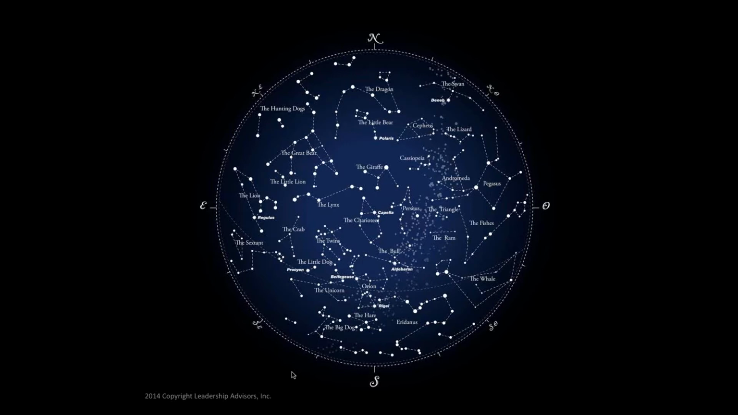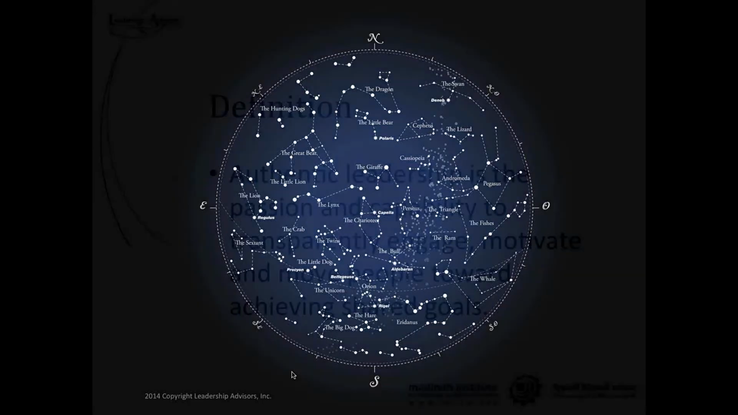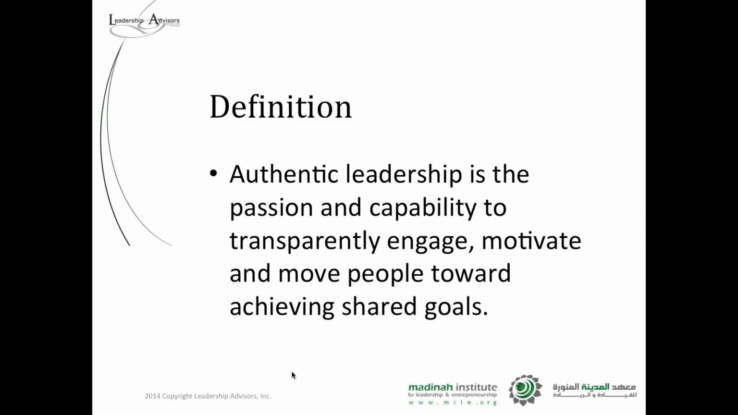And again, there's lots of definitions out there. I'm going to share with you ours, but you may in fact find that you want to embrace a different one. So as we narrow this down, as we, if you will, begin to put some constraints around our constellation of authentic leadership, here is the working definition that we're crafting. Authentic leadership is the passion and capability to transparently engage, motivate, and move people toward achieving shared goals.